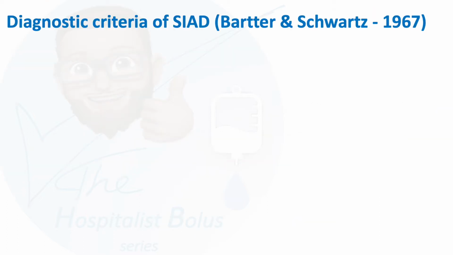Now let's talk about the diagnostic criteria of SIADH. That's really important. There are 5 major criteria. All of them should be present to be confident that the patient has SIADH. These criteria are actually old and haven't changed much, originated by Bartter and Schwartz in 1967.